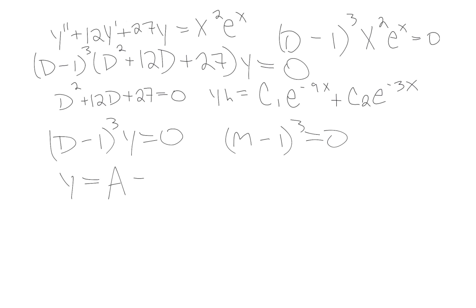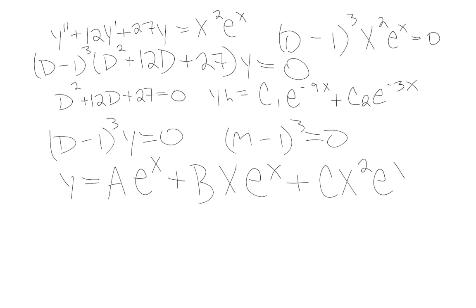So A times e to the x plus b, and now that'd be b times x to the power of 1 e to the x, so bx e to the x, and my third constant I'm going to say c, so cx squared e to the power x. And I'm going to denote this y sub p.